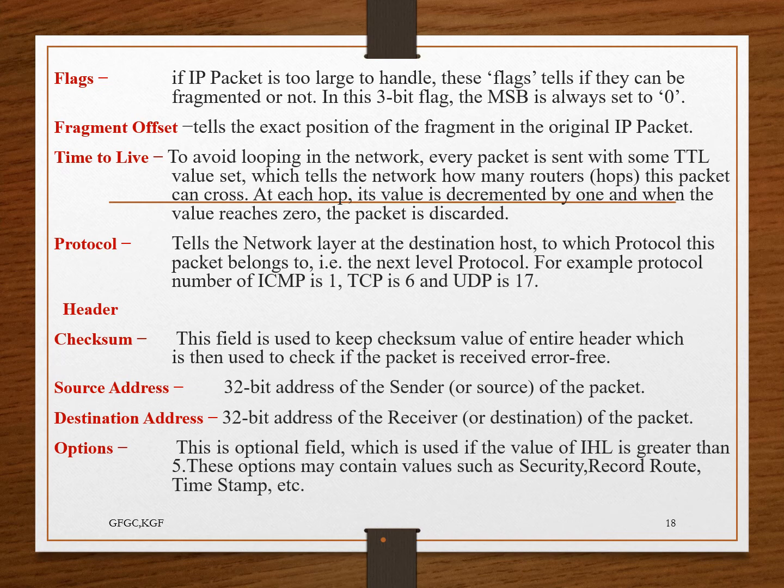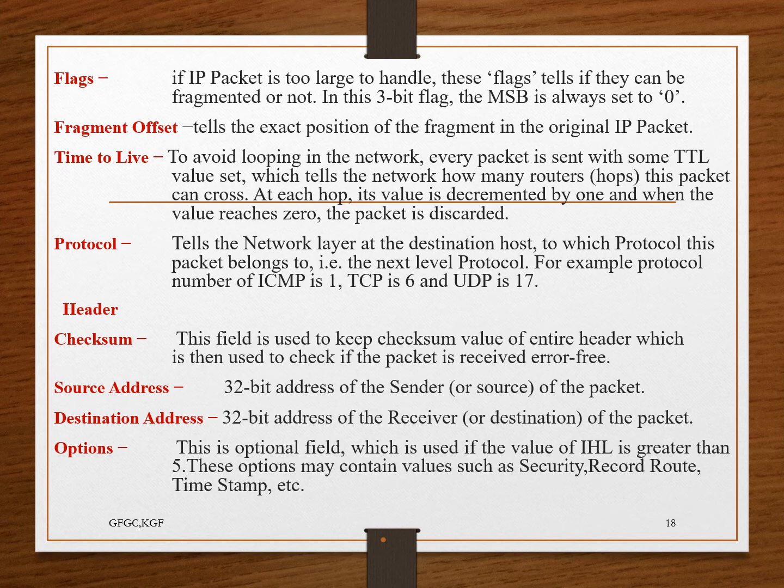Next is the protocol, which tells the network layer at the destination host to which protocol this particular packet belongs. That is the next level protocol. So depending upon the number, we can identify the protocols. It is 1 for ICMP, 6 for TCP, and 17 for UDP. Next comes the header checksum.